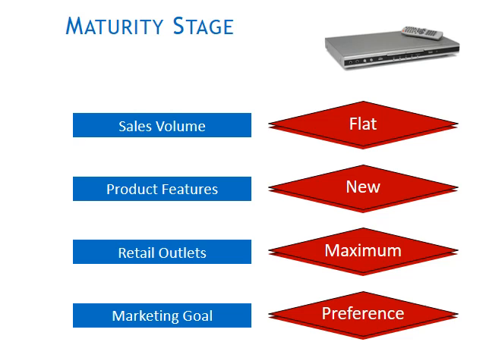In the maturity stage, sales volume kind of starts to flatten out a little bit. And the product features, we're trying to add new things that are going to entice new buyers. We've hit the maximum number of retail outlets. And the marketing goal here, again, is preference for my specific product.